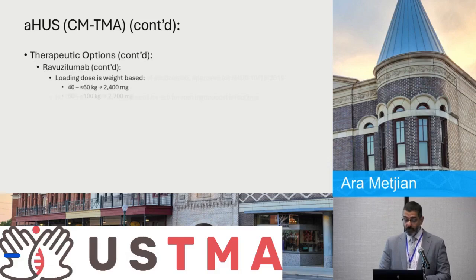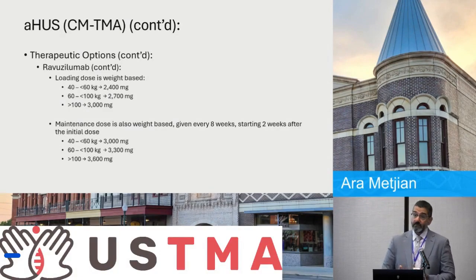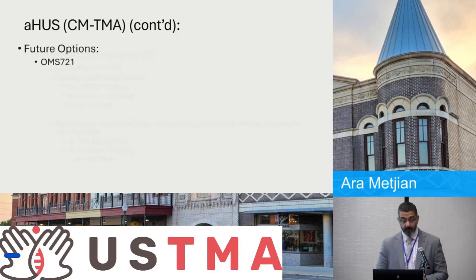We give a loading dose based upon weight and then a maintenance dose. This is more convenient, right? Most patients prefer an infusion every 8 weeks instead of every 2 weeks. But we're never content to leave things the way they are. What else is out there?